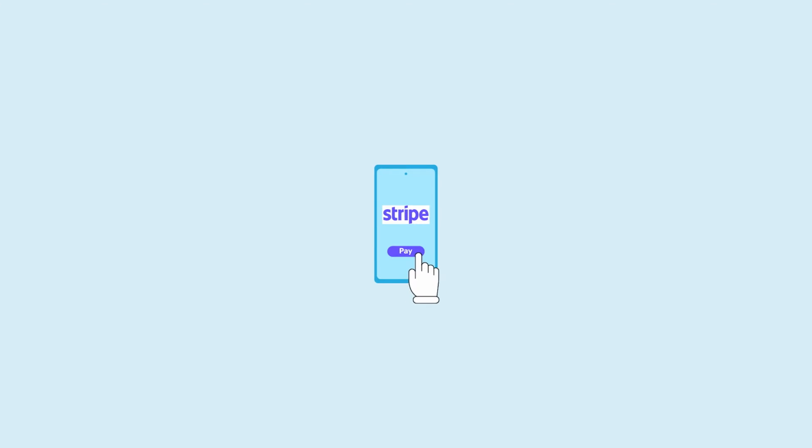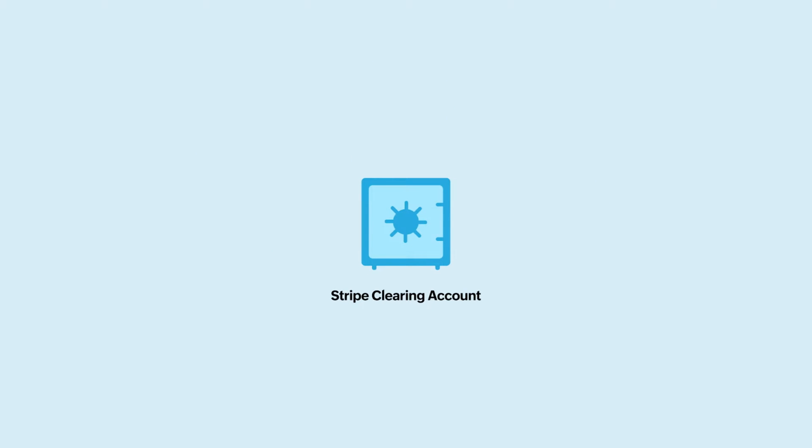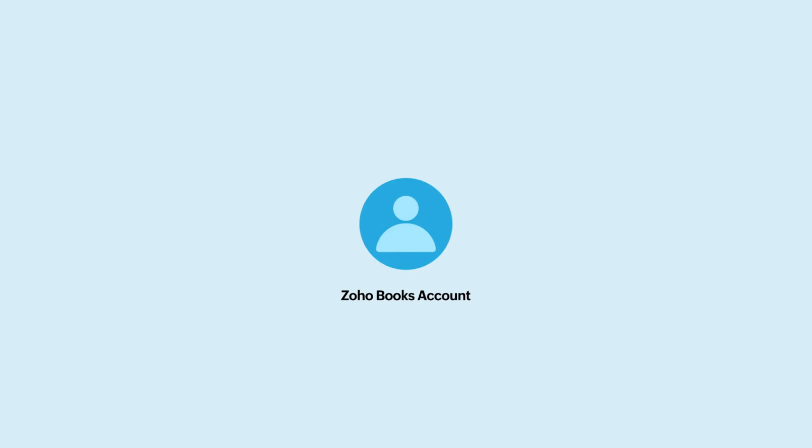Once your customers pay you through Stripe, it usually takes a few business days for Stripe to transfer the amount to your bank. Until then, the amount is held in your Stripe clearing account, after which it gets transferred to the account in Zoho Books, from where you can reconcile them with your sales and purchase transactions.